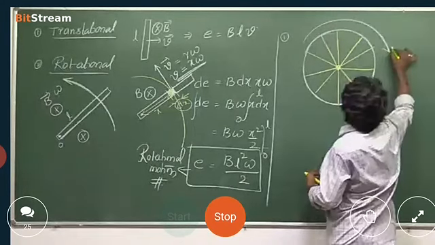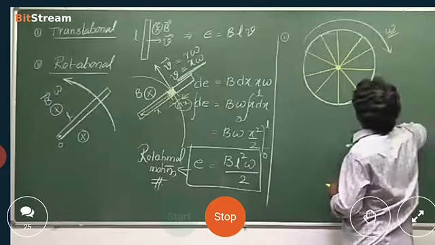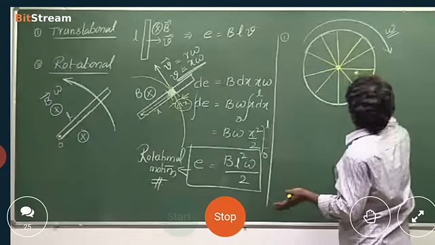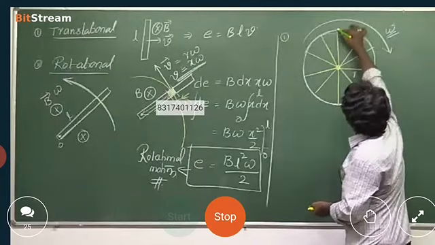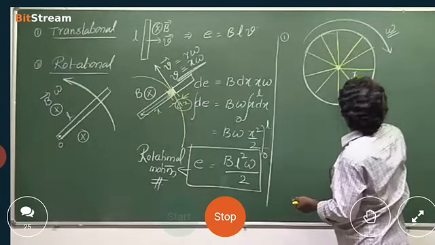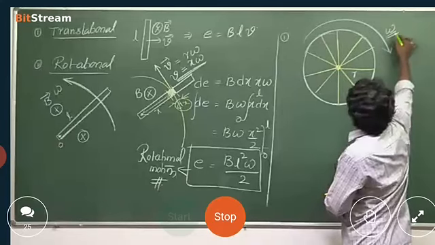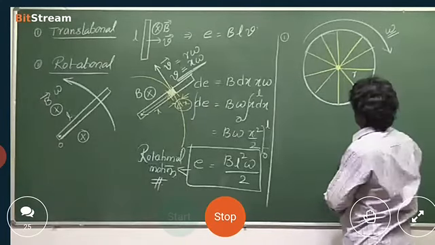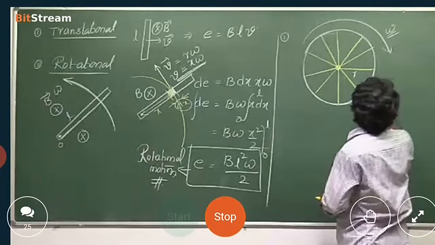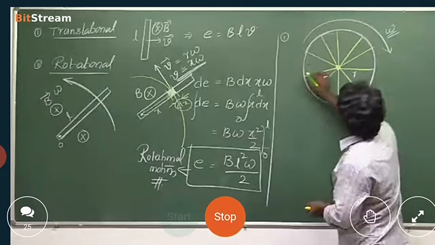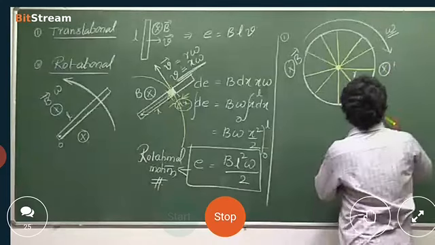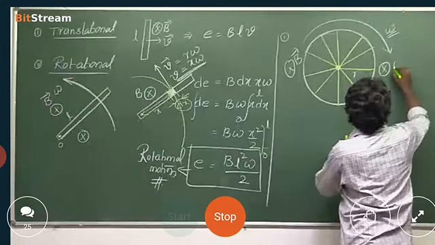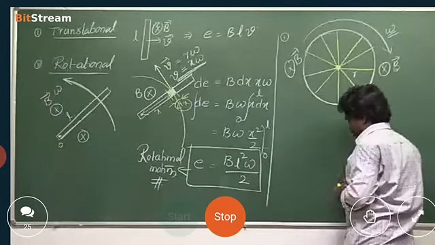And now it is rotating with an angular speed omega. And radius is r, of course. That means each rod length is r. And it is rotating with an angular speed omega. Now he is asking what is the induced EMF in the presence of magnetic field.